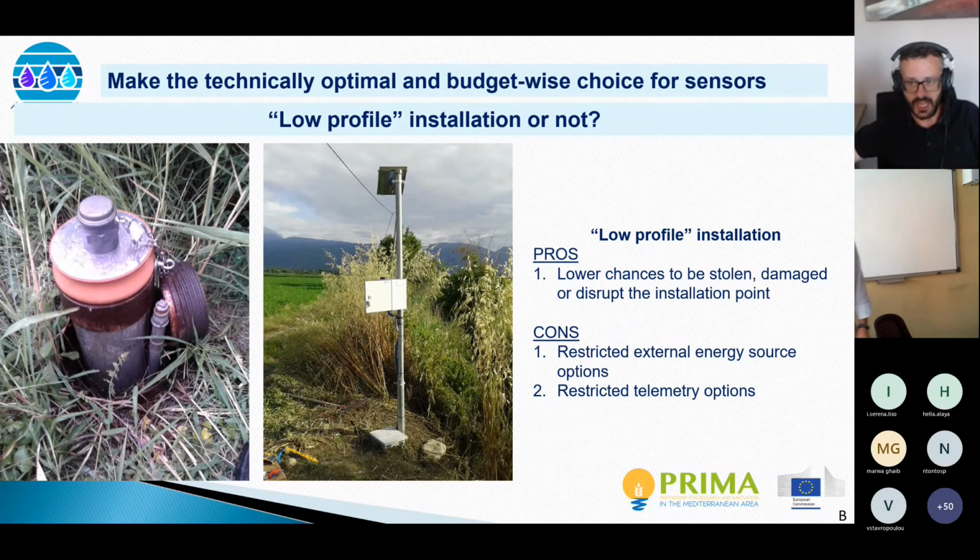So we have to decide if we would like to have a low profile installation or not. And with the term low profile installation, we mean the installation that is not easily visible from the surroundings of the monitoring point. Nothing is perfect in this life and there are always pros and cons. So with the low profile installation, we have lower chances for our sensors to be stolen, damaged, or have some disruption of the installation point. But we have restricted options related to the energy source that we use and the telemetry.